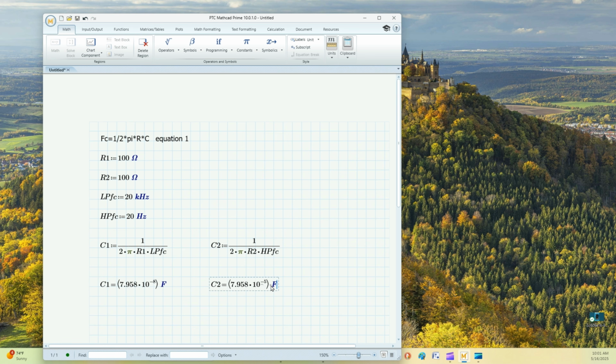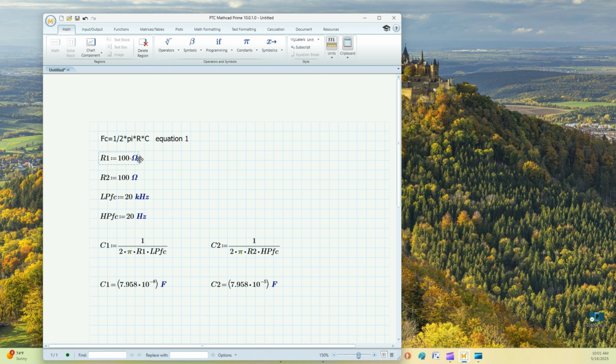Well, that's not common. Microfarad is, which is negative 6. So this will be 79.58 to the negative 6, or 79.58 microfarads. And there you have the solution to all your capacitors.